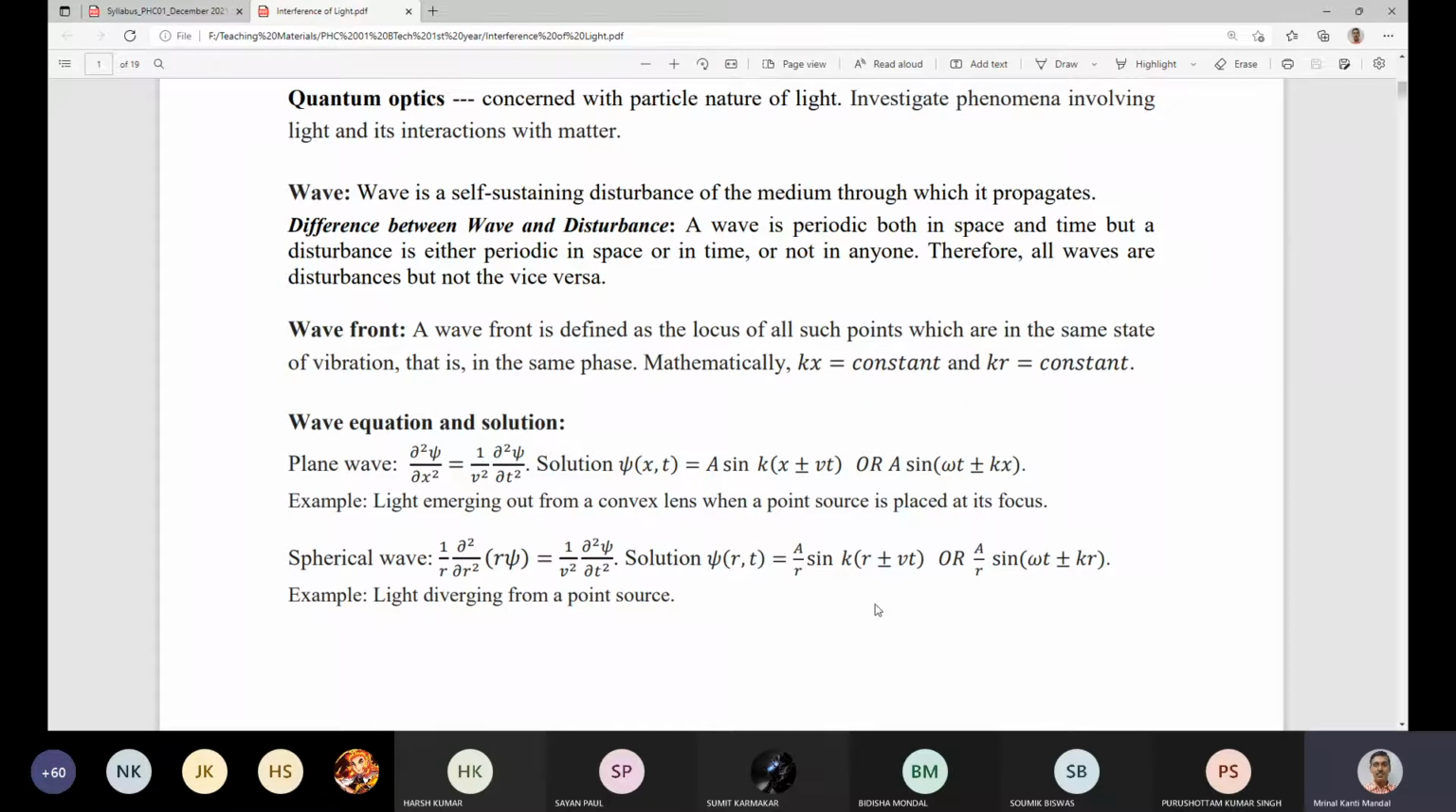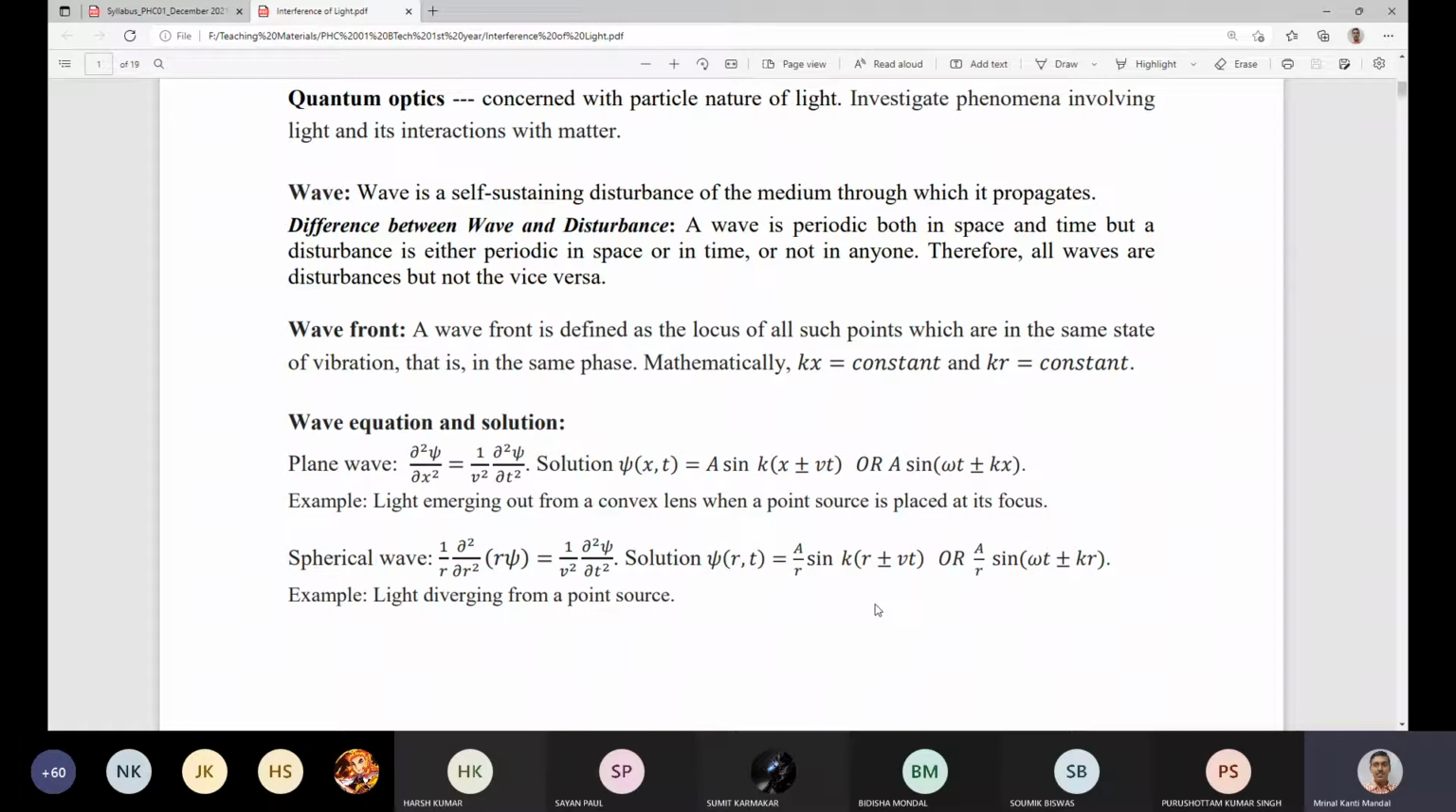Therefore, all waves are disturbances, but not vice versa. So we can conclude that all waves are disturbances, but not vice versa. That is, not every disturbance is a wave. For a wave, it must be periodic in space and periodic in time, right? But a disturbance can be either periodic in space or periodic in time, or may not be periodic in space and time, right? So this is the disturbance.